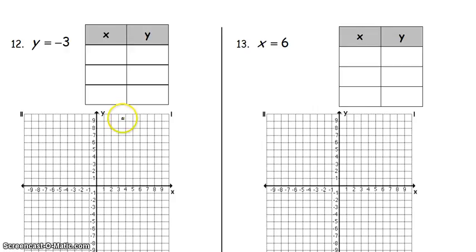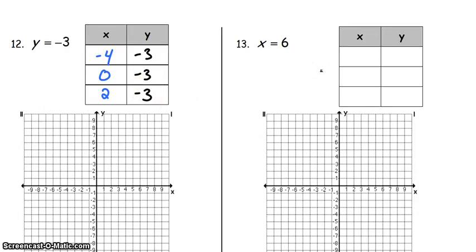If you notice in number 12, it just says that y is negative 3. It doesn't matter what value of x you pick then. You can pick any value of x you want. You can pick 0, you can pick 1 and negative 1, you can pick 2 and negative 2. You can pick 6 million and negative 6 million. It does not matter what values you pick, because according to your function rule, whatever your value of x is, y is always negative 3. No matter what, y is negative 3.